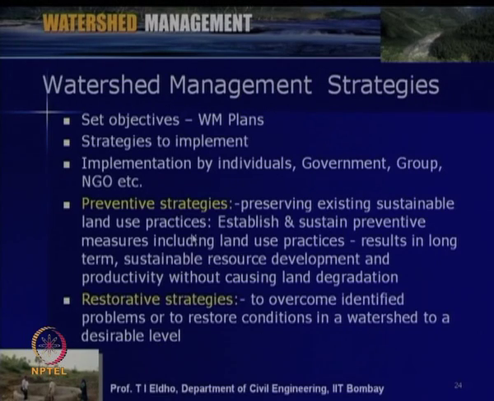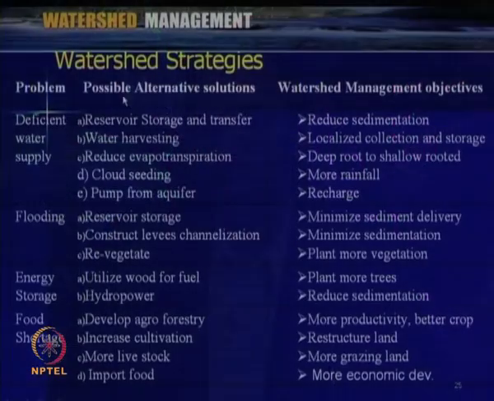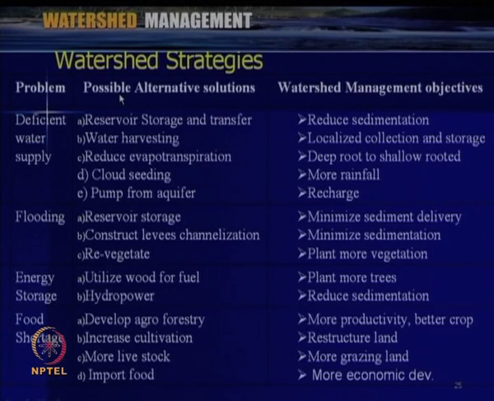So, preventive strategies we do so that the watershed is not deteriorated as far as the resources are concerned. Then restorative strategies: we identify particular problems and then work to improve them. Depending upon the area, the problem, and the watershed, we can identify the problems, look into possible alternative solutions, and then look into the objectives as far as watershed management is concerned.